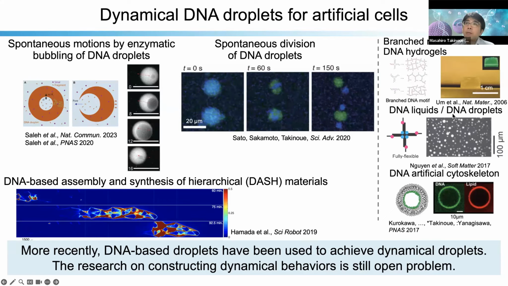So at first, the DNA droplets and the DNA hydrogels have been explored as new materials and new phases in DNA nanotechnology. That means relatively static, equilibrium features. Research on constructing dynamical behavior is still an open problem and an ongoing project. So in my talk, I will focus on such dynamical DNA droplet research for non-equilibrium artificial cell construction.